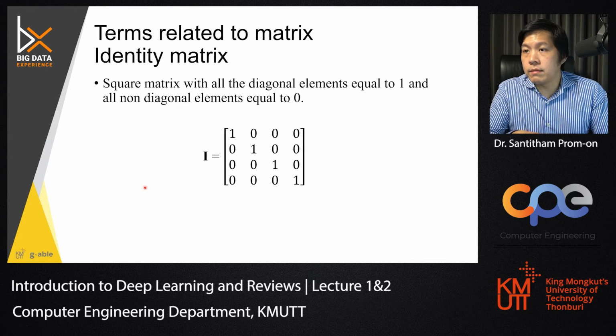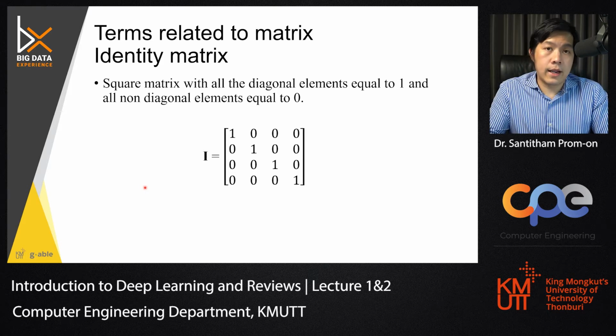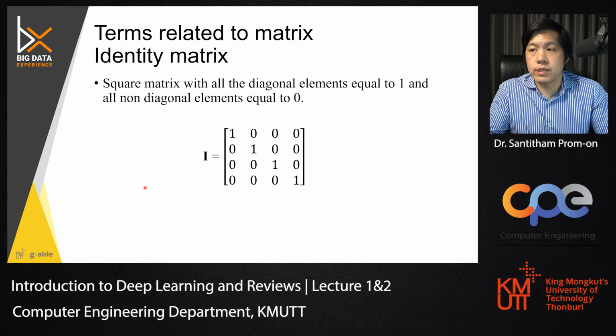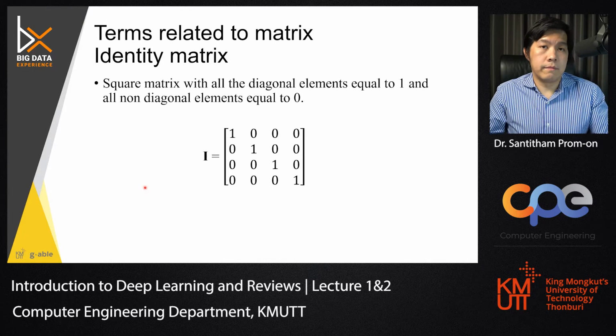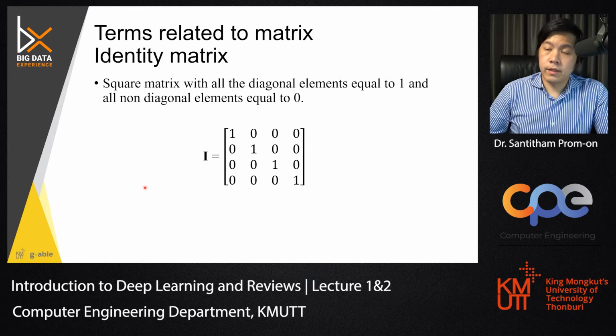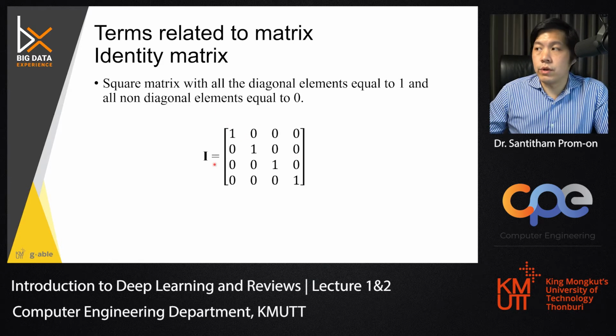Okay, the identity matrix is a matrix I that has a specific property: when you multiply it with anything, it results in the same matrix. So it behaves like the value of 1. The identity matrix has the value of 1 on the diagonal and 0 elsewhere.